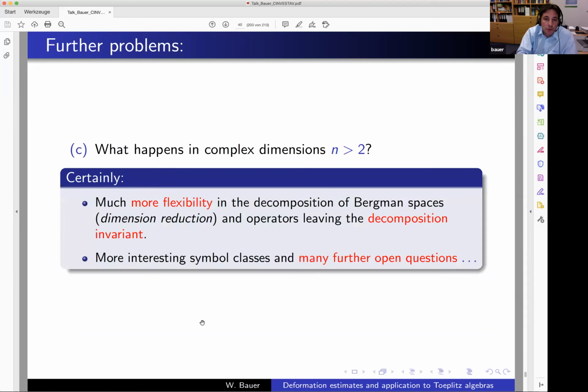And of course, you may ask what happens in higher dimension. In higher dimension, you have a lot more flexibility to decompose the Bergman space, and you have a lot more interesting operators. You have to look at operator algebras and symbol classes, and we did some part of this, but I think there are many cases which we do not treat, and there are many open and interesting problems and a lot of mathematics to discover, especially for the young people with a lot of energy. And I propose that as an interesting problem to look at.